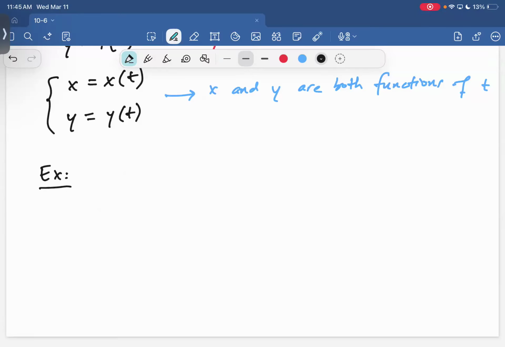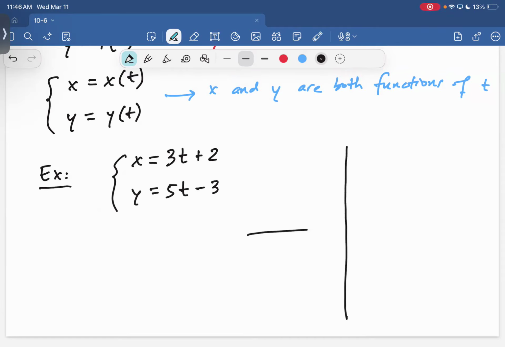So suppose we had a set of parametric equations like x equals 3t plus 2 and y equals 5t minus 3, something like that. So we can try plotting this. And the way to plot this is just by plugging in different values of t and then determining what coordinate we get out. So for instance, if we plugged in t equals 0, we would get x comma y would be 2 comma negative 3. And so our point would be here for t equals 0.